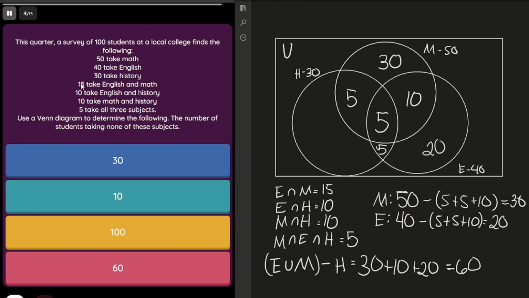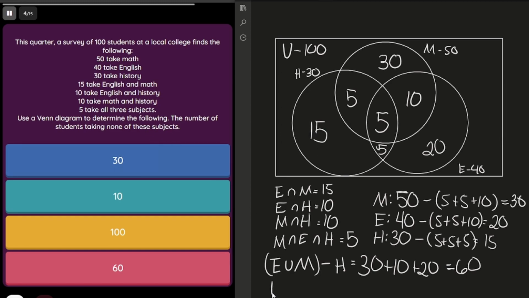Question 4. Same given, different problem. The number of students taking none of these subjects. We have a total of 100 students. Before we can solve the problem, let's see how many students are taking history only. There are 30 students who are taking history. Let's take away those who are taking other subjects. And the answer is going to be 15. There are only 15 students who are taking history only. We have enough to solve the problem.